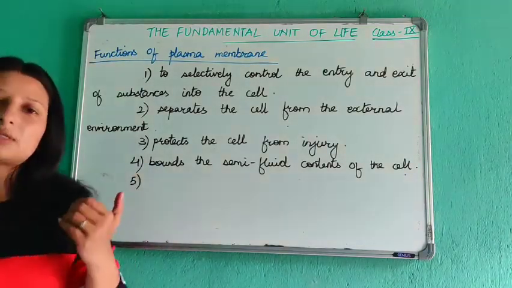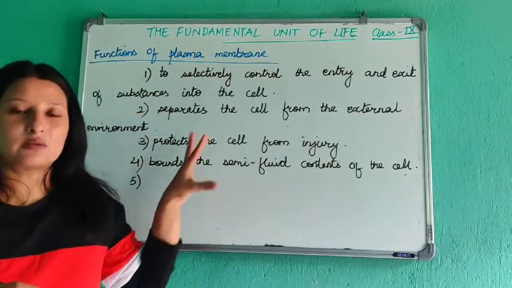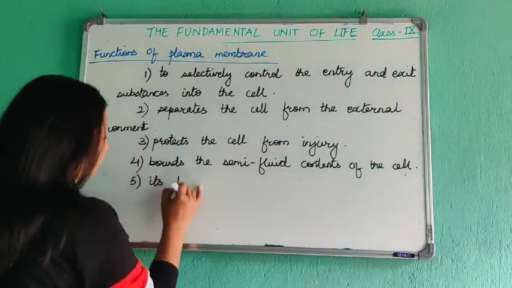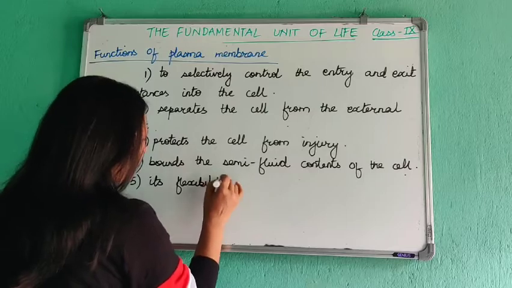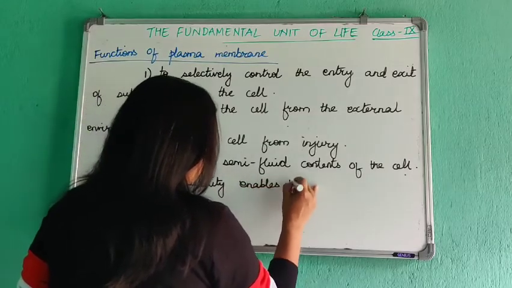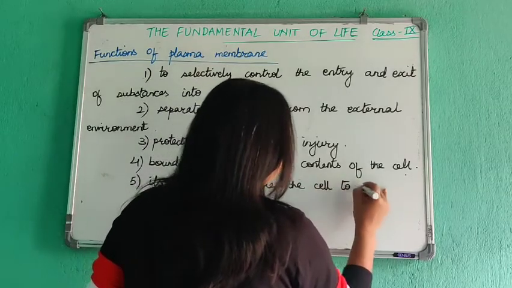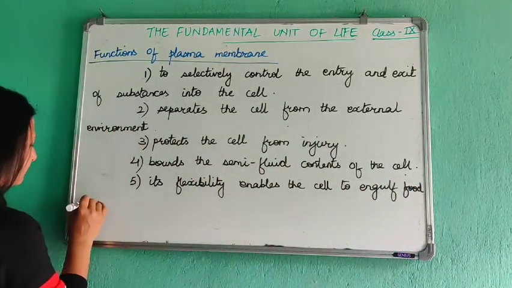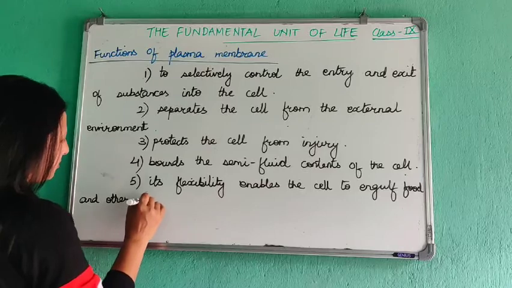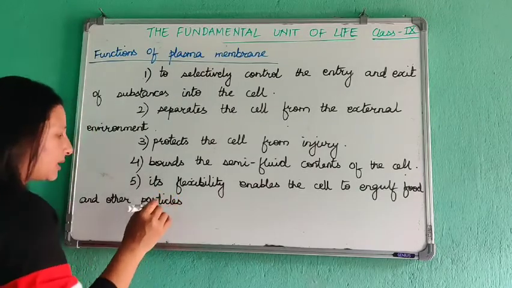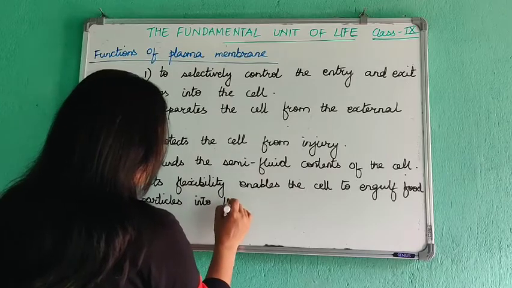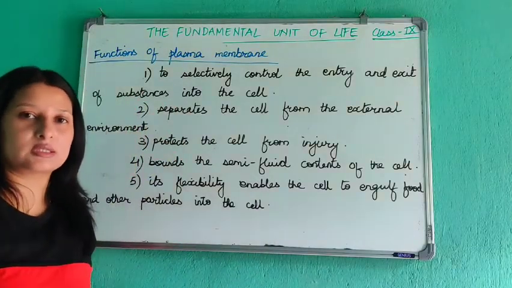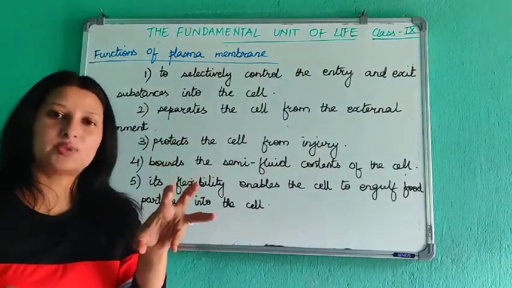अनि at the start of the plasma membrane मैले भनेको थिए plasma membrane is elastic and it is also flexible. So its flexibility enables the cell to engulf food and other particles into the cell, and this process is known as endocytosis. So flexible छ cell membrane or the plasma membrane.